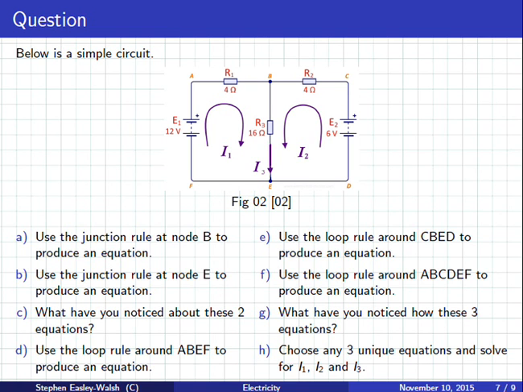Which one? I1 is going out. I1 is leaving the junction. What's going in? It'll be this one, wouldn't it? Yes, and this one here. I2, yes? Yep. Or I like to say minus I1 equals 0.